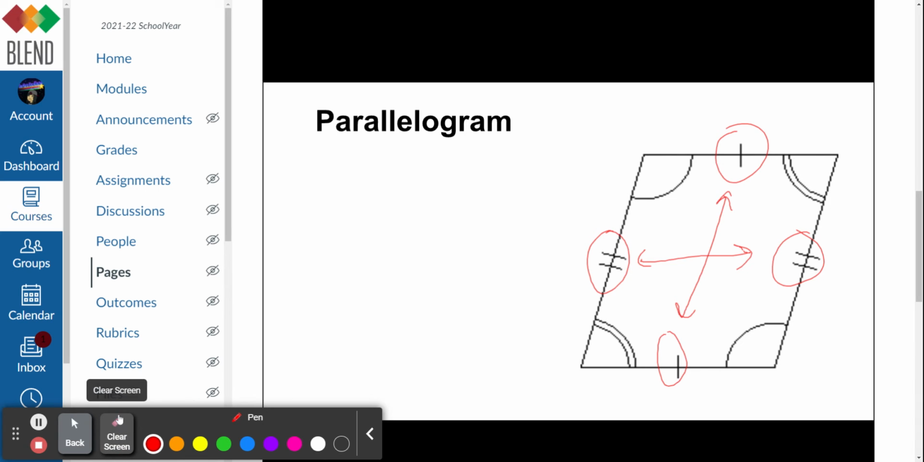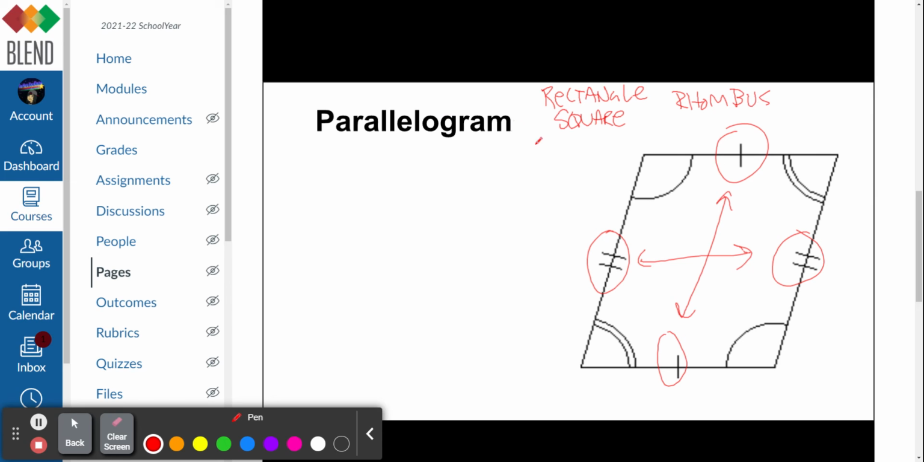But also, a parallelogram can be, literally, a rectangle is a parallelogram. So a rhombus is a parallelogram. It's a special type of parallelogram. A square is a special type of parallelogram. A rectangle is a special type of parallelogram. All of those are parallelograms. So a rectangle is a parallelogram, a square is a parallelogram, and a rhombus is a parallelogram.